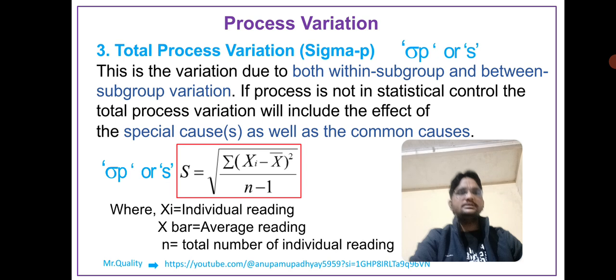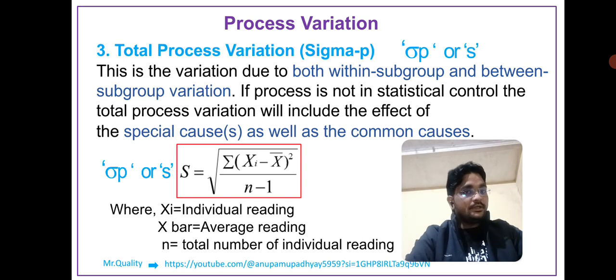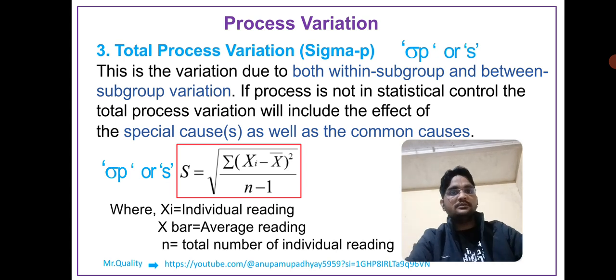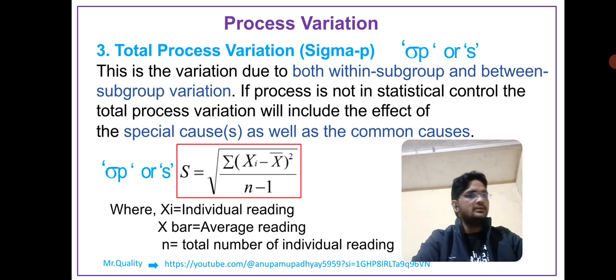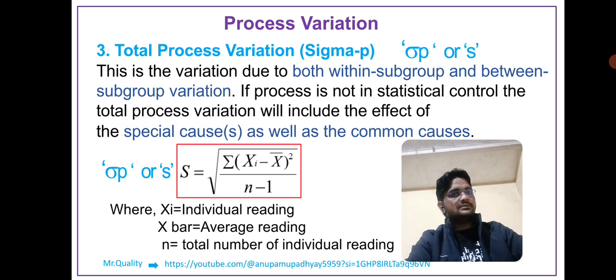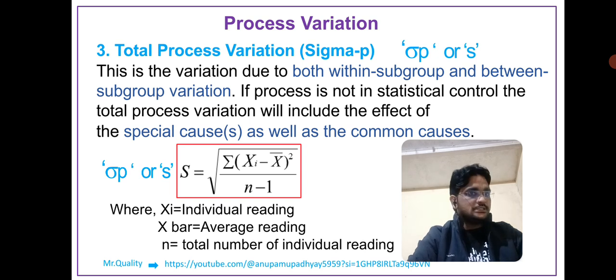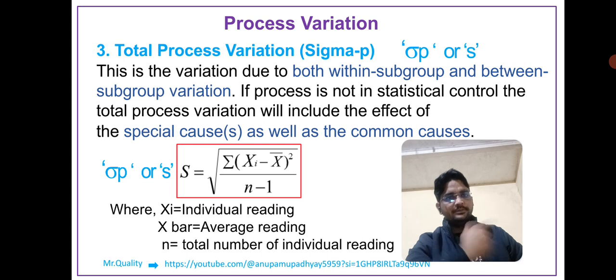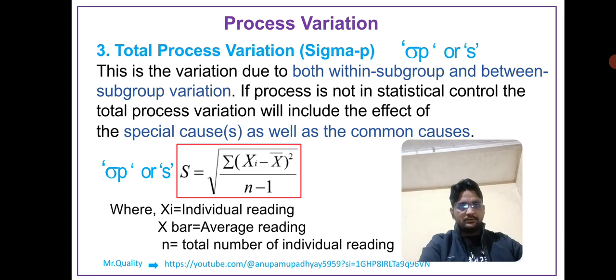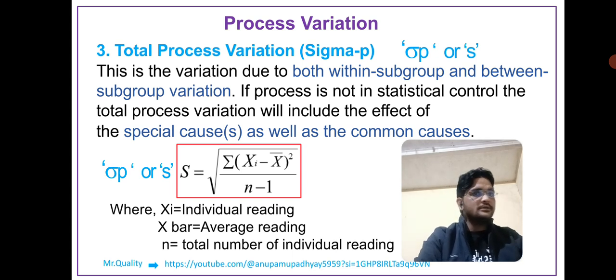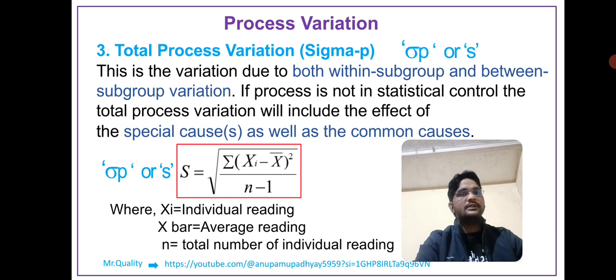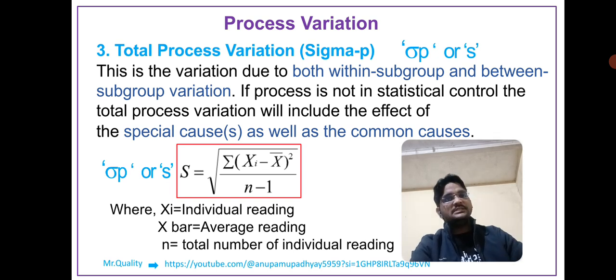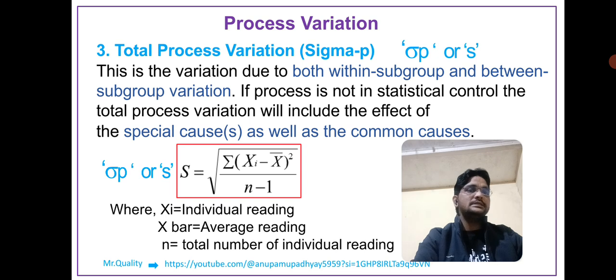What is total variation? It is the within system variation and the between subgroup variation together, meaning total process variation, denoted by sigma p or sigma s. This is the variation due to both within system and between subgroup variation. If the process is not in statistical control, the total variation will include the effect of special cause and common cause variation.